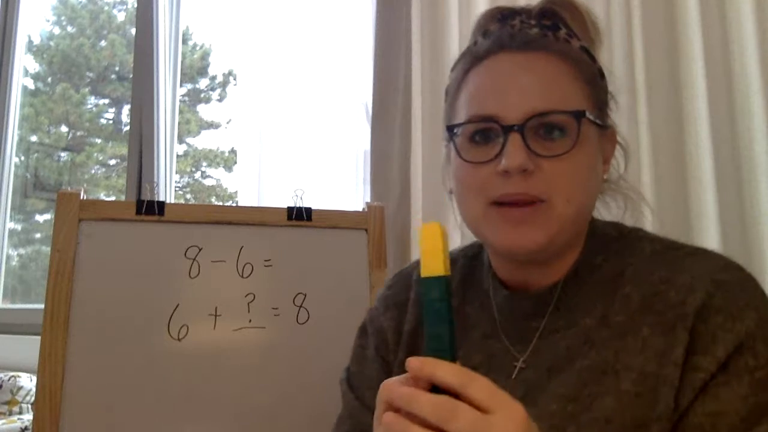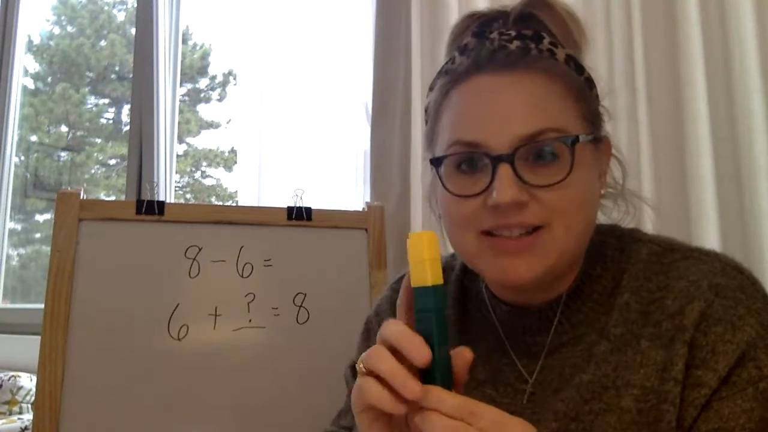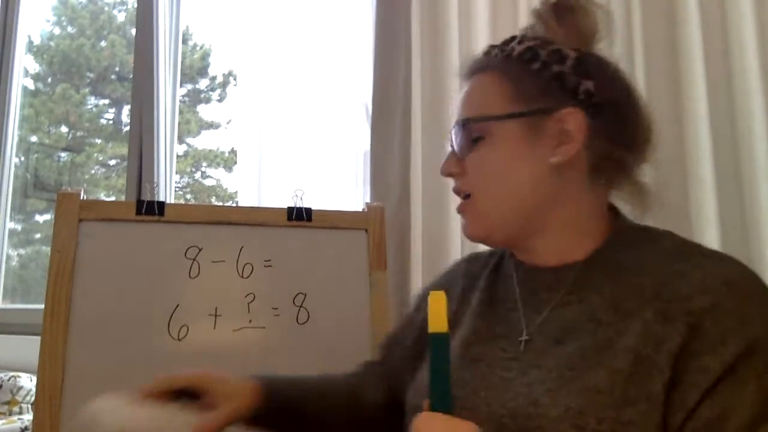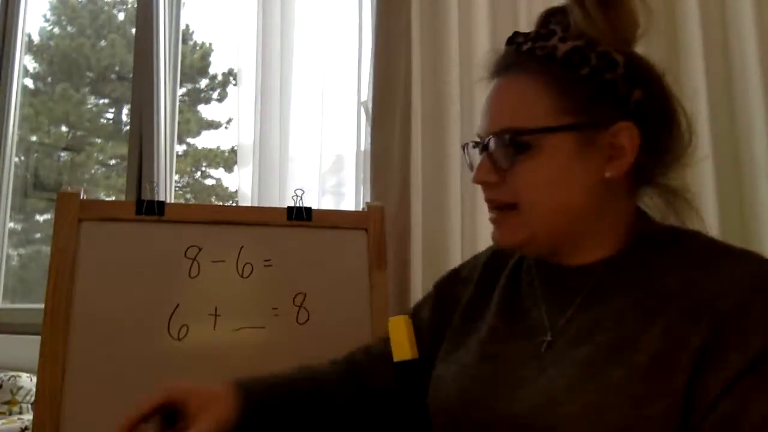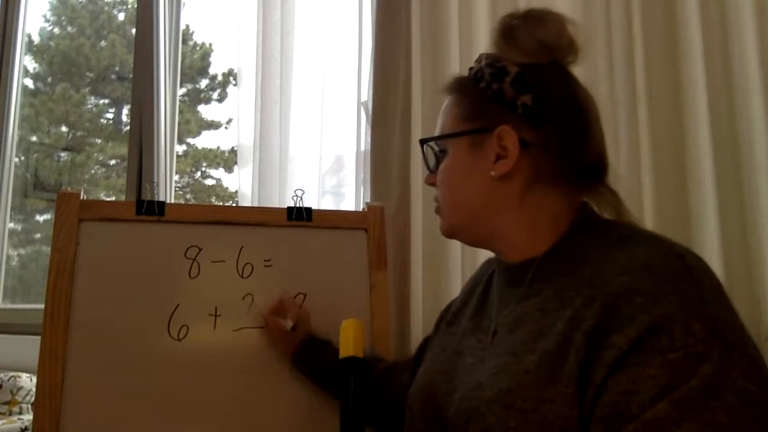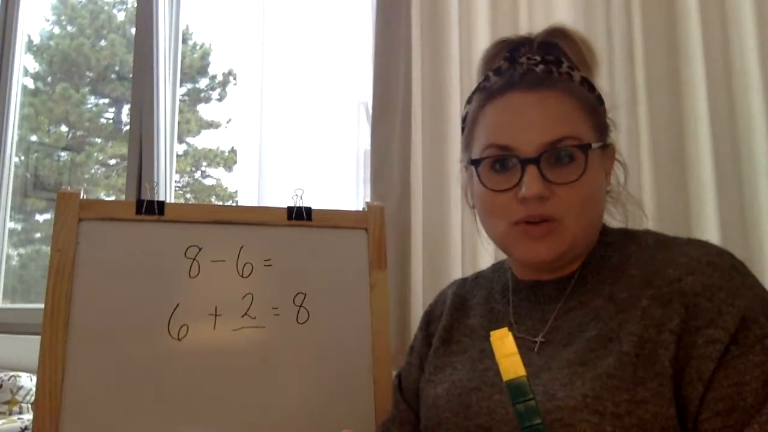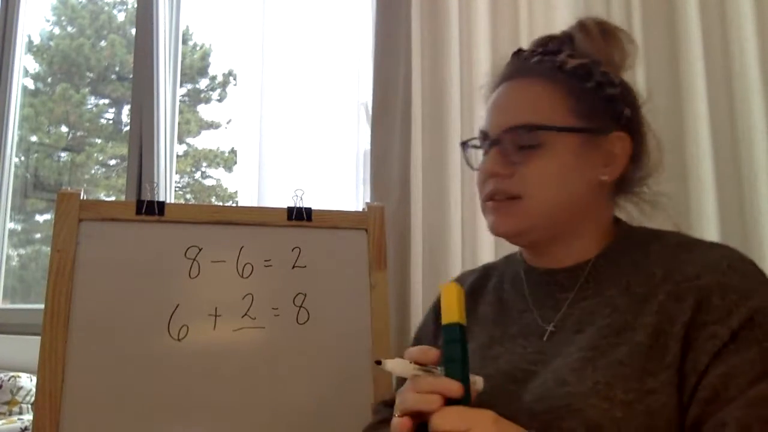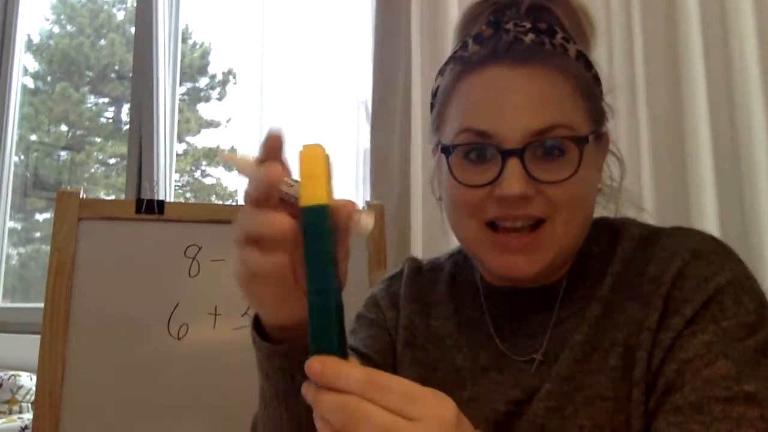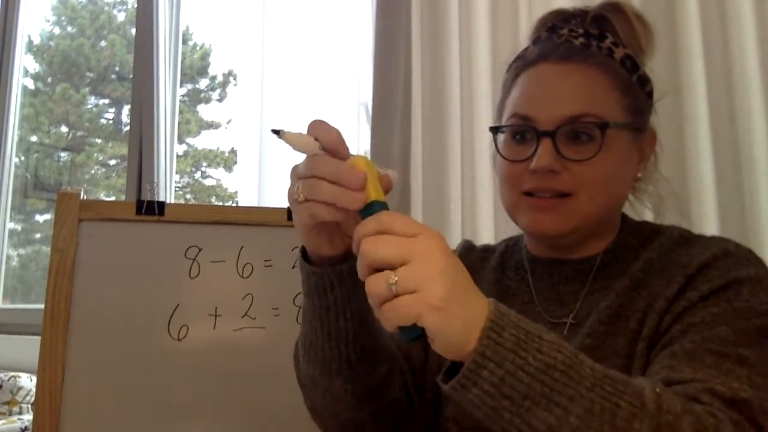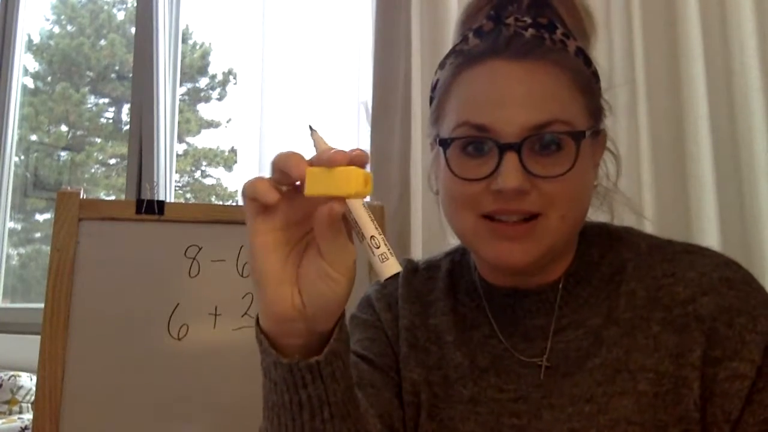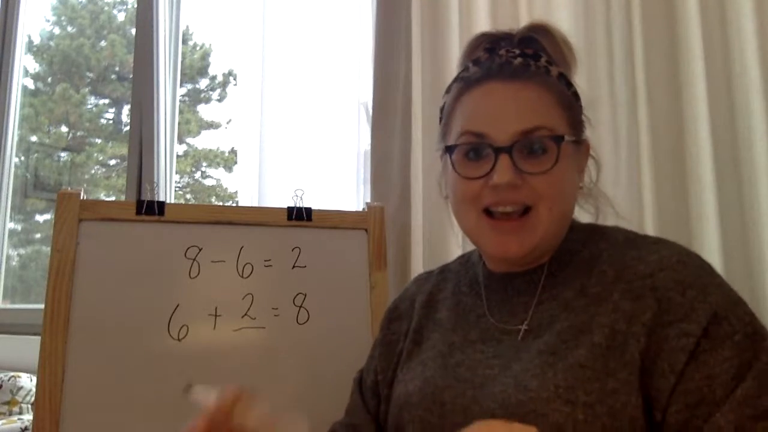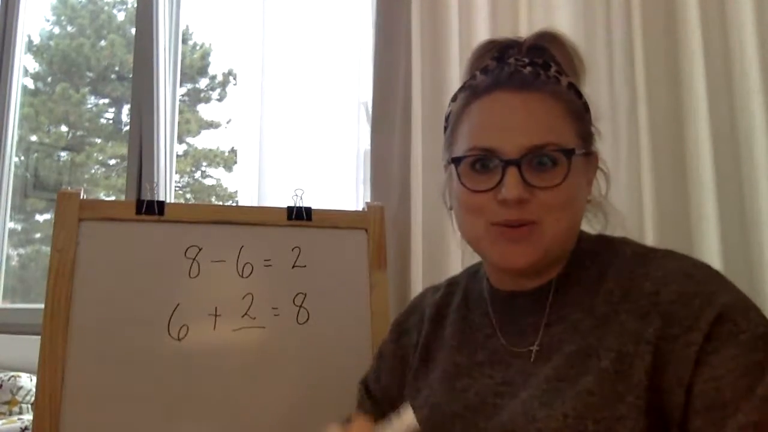There we go. So how many yellow cubes did I have to add on to get to 8? 2. That's right. So I can take off this question mark, and in its place, I can put 2. 6 plus 2 equals 8. Or 8 take away 6 equals 2. Let's look at that. If I have 8 and I take away 6, the 6 green, how many are left? That's right, the 2 yellow. So you can see how knowing your addition facts can help you with subtraction.